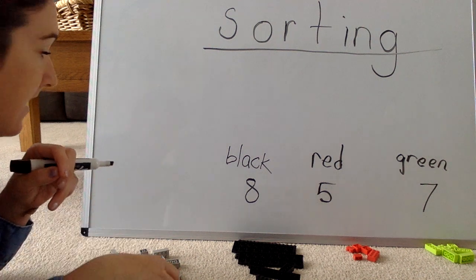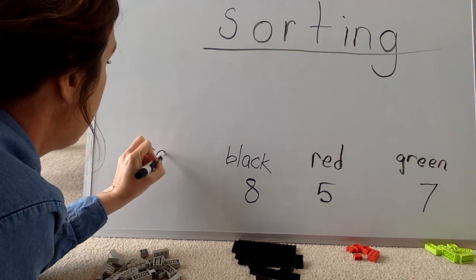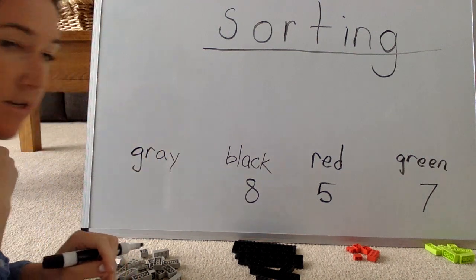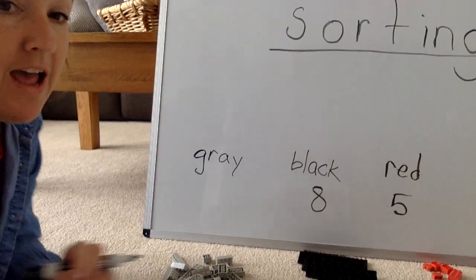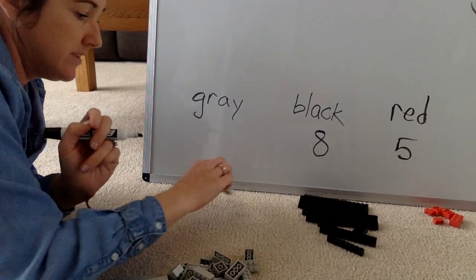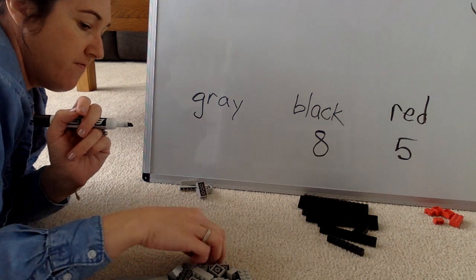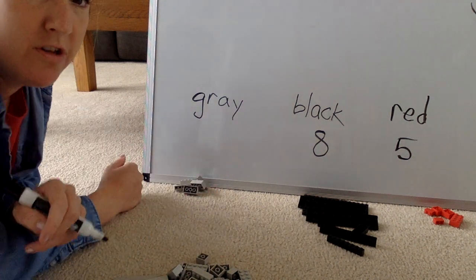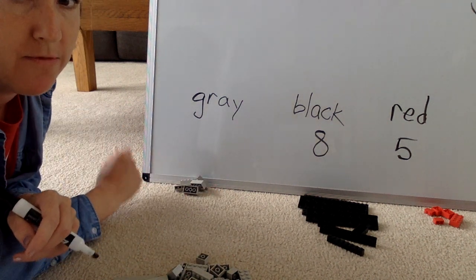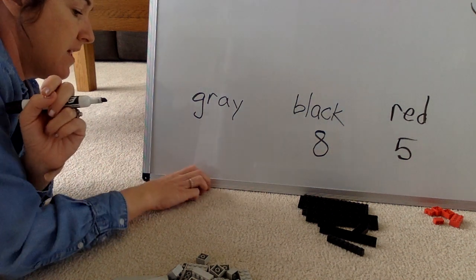these are gray. G, g, g, A. There's gray, and I have a bunch of gray. Check them out. So I gotta count these. 1, 2, 3, 4, 5. You know what? There are so many. I'm gonna make them in groups of 5. That'll make it easier to count.